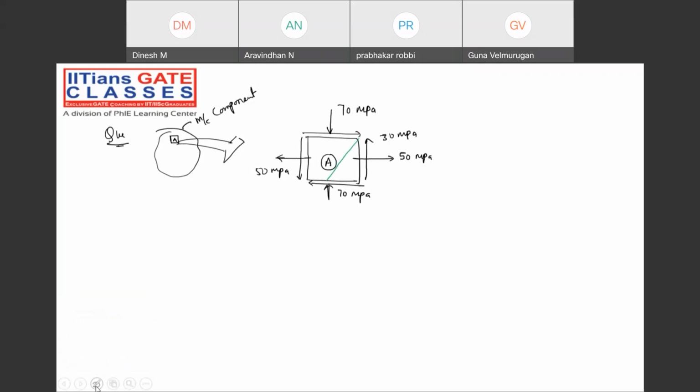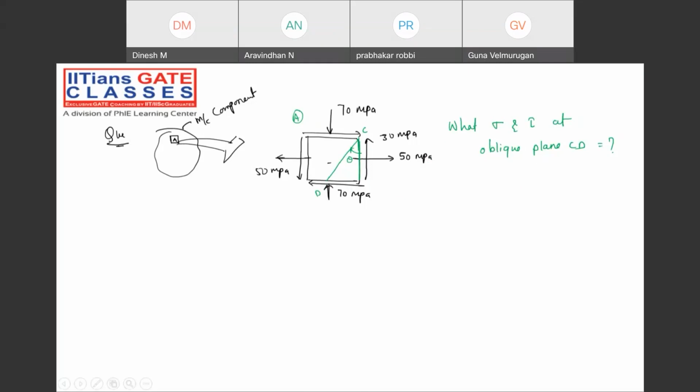Let me remove this, because it is not looking good. Remember that it is for the element A only. Now, suppose this particular plane CD is there, which is inclined at an angle theta clockwise from the vertical plane. They are asking what is sigma and tau at the oblique plane CD. That is a very simple question they are asking. No difficulty should be there.